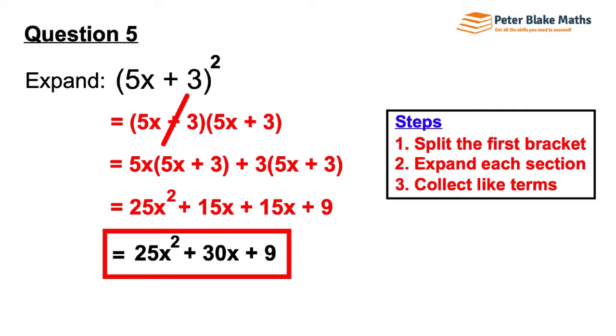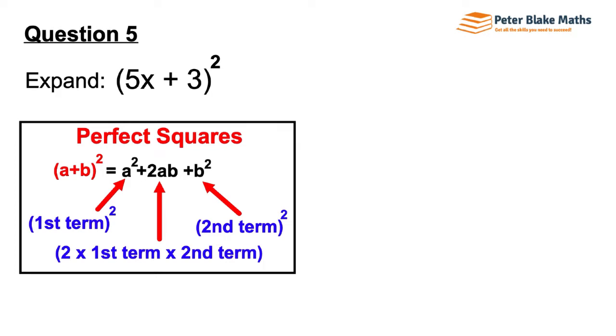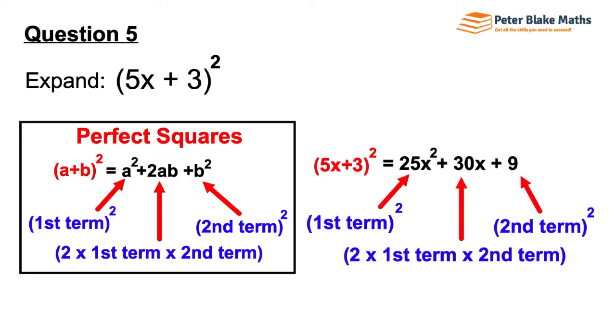But it's also a single bracket being squared, which fits into what we call a perfect square shortcut, or I like to call it a shortcut. So it says the first term gets squared, and we multiply the first term times the second term by 2 to make that middle term of our answer, and we square the second term in the brackets. So if we applied that to our (5x + 3) all squared, we'd have a look here.